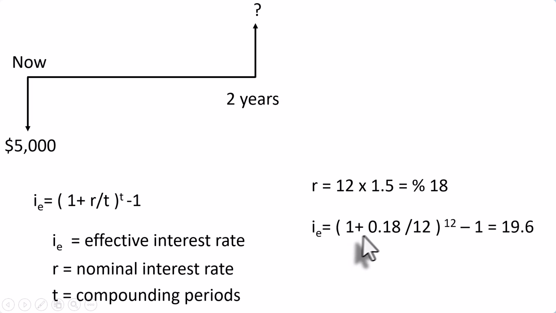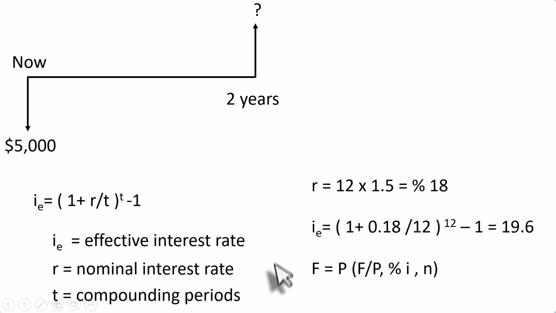So i_e is (1 + 18% divided by the number of compounding periods in 1 year, 12) to the power of 12, minus 1. Everything has to correspond to yearly. So we put in the data we have, and the answer is going to be 19.6%, which is the effective yearly interest rate.